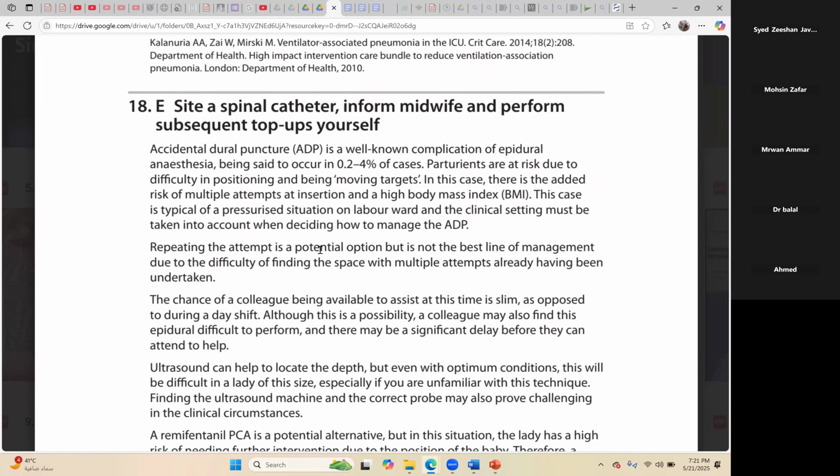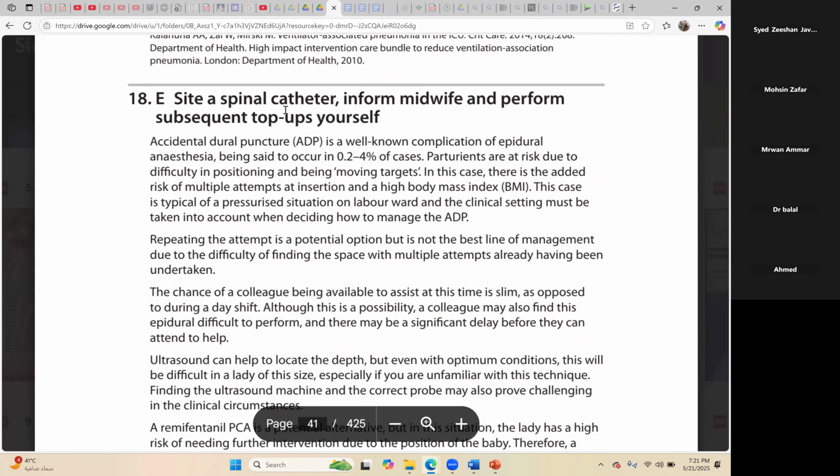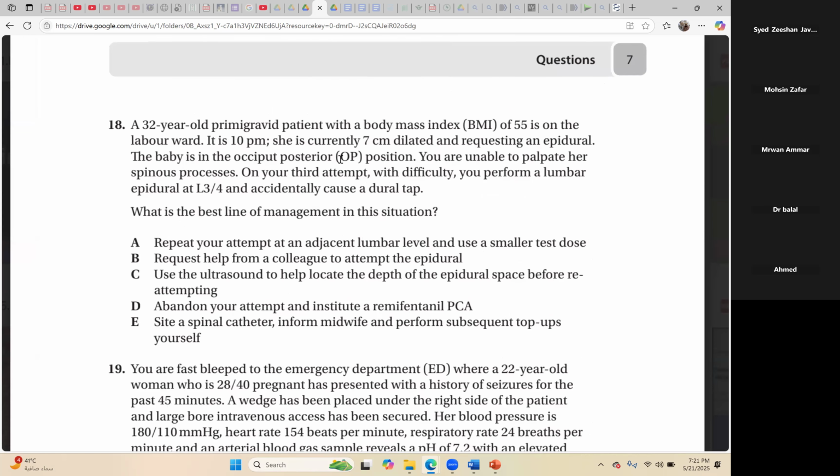Because in our setups, I have never done a spinal catheter, but usually what option do you have? If the patient is in active labor and you try to reattempt, the chances of another dural puncture are there, and you don't have much time. So that is the reason you have to use the depth and everything. This also takes time when you have already done a dural tap. In this situation, one option is that we can reattempt or we can site a spinal catheter.